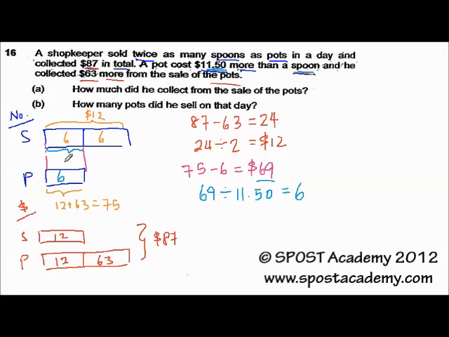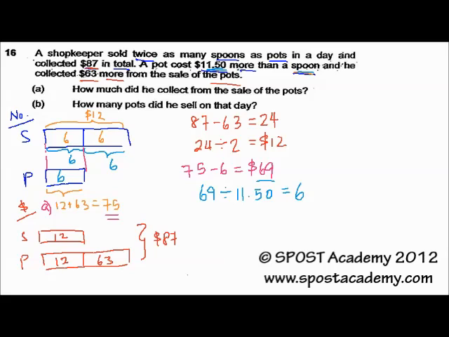Okay, so coincidentally, this is also 6. This is also 6. So for part A, the question asks how much did he collect from the sale of the pots. So we have actually worked out for collection of the pots, the answer is here, $75. This is actually for part A.